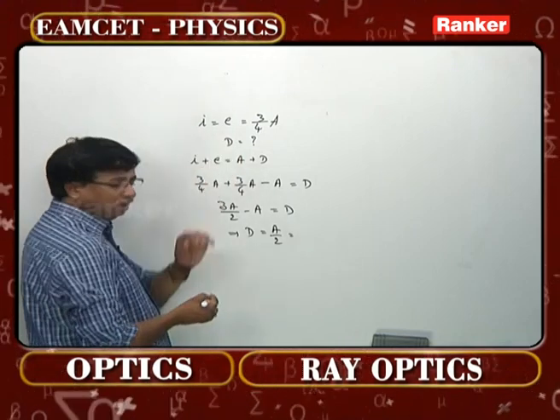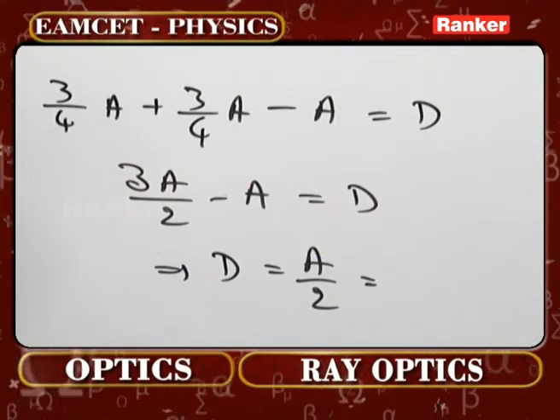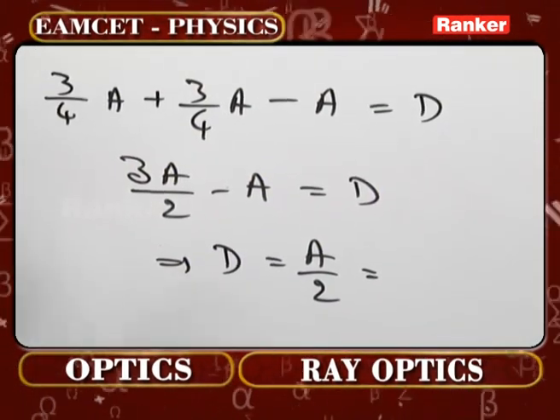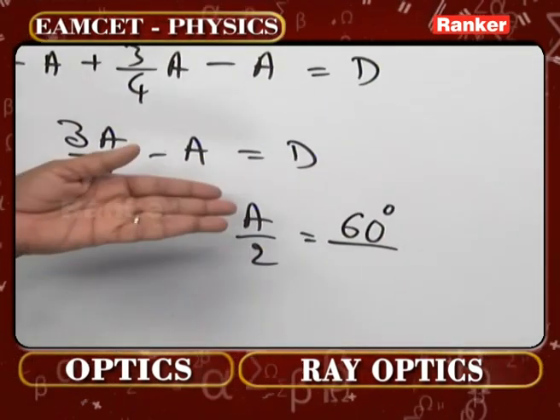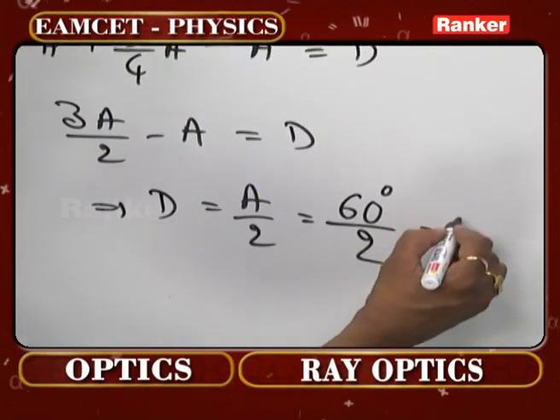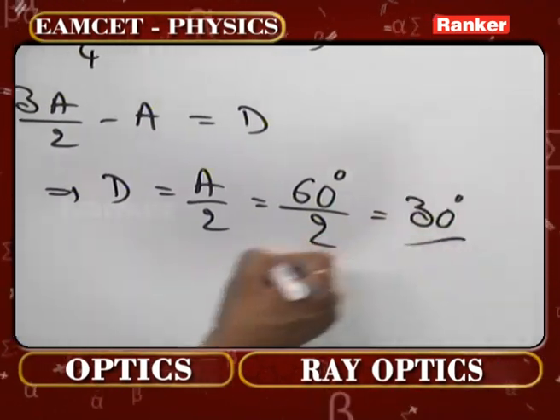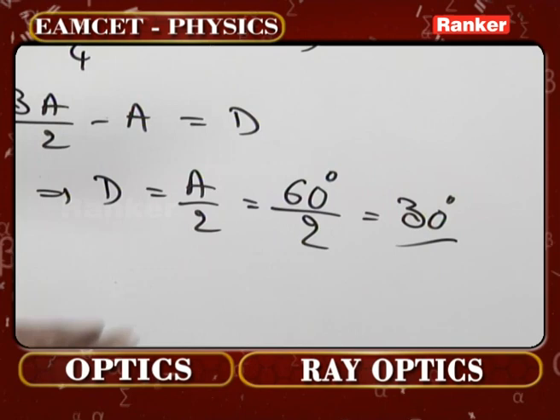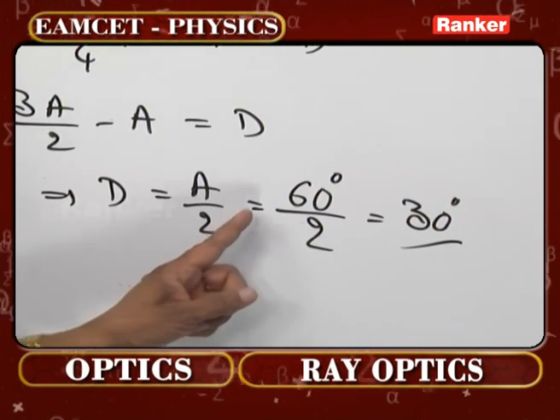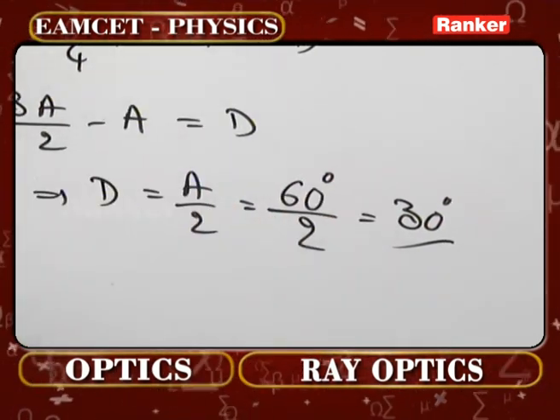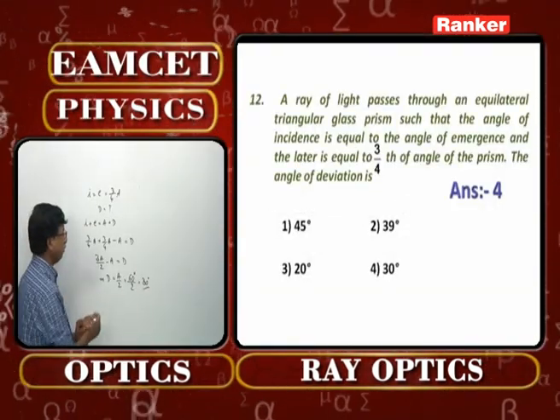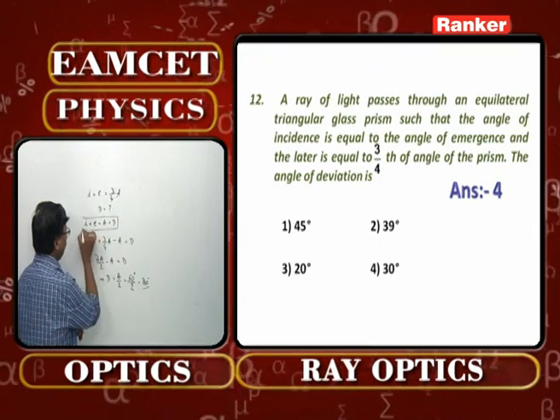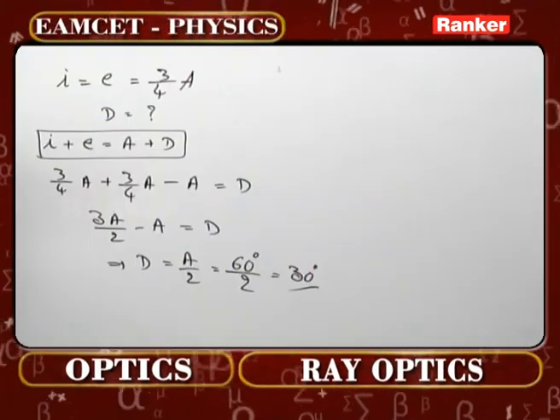But very clearly he is talking about an equilateral triangular prism. What will be the angle of the triangle over there? The angle of the prism will be 60, so 60/2 will now be 30 degrees. So, what will be the value of D over there, the angle of deviation? It should be 30 degrees. That means once again the option is going to be the fourth one for this particular question. Remember this formula thoroughly for these models as such.